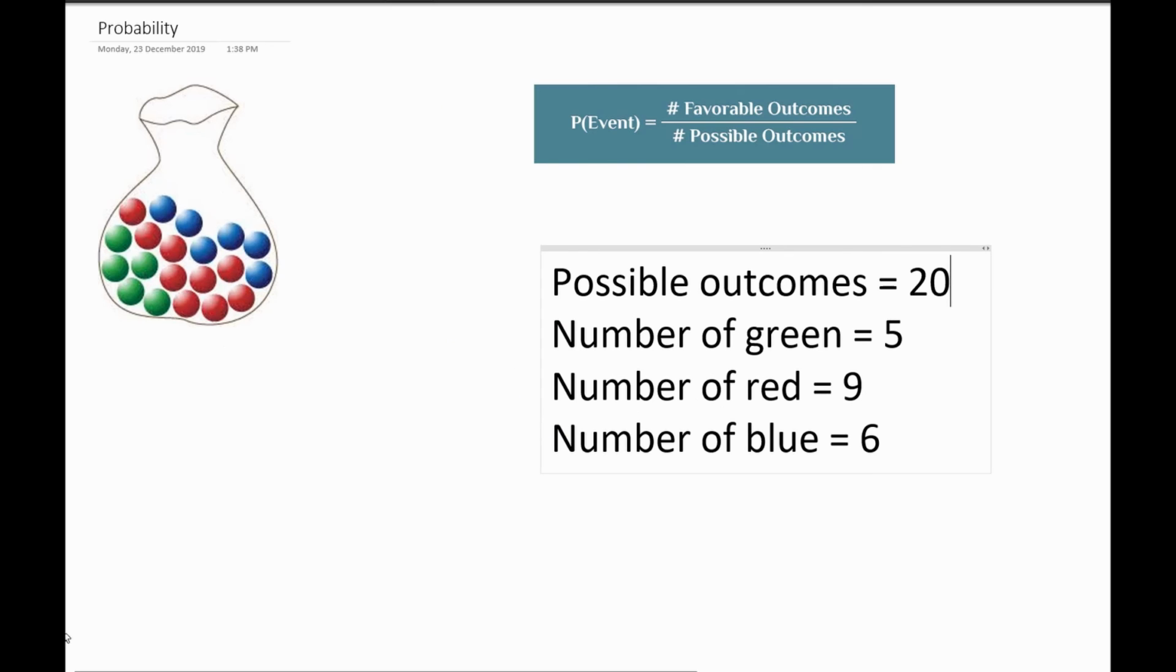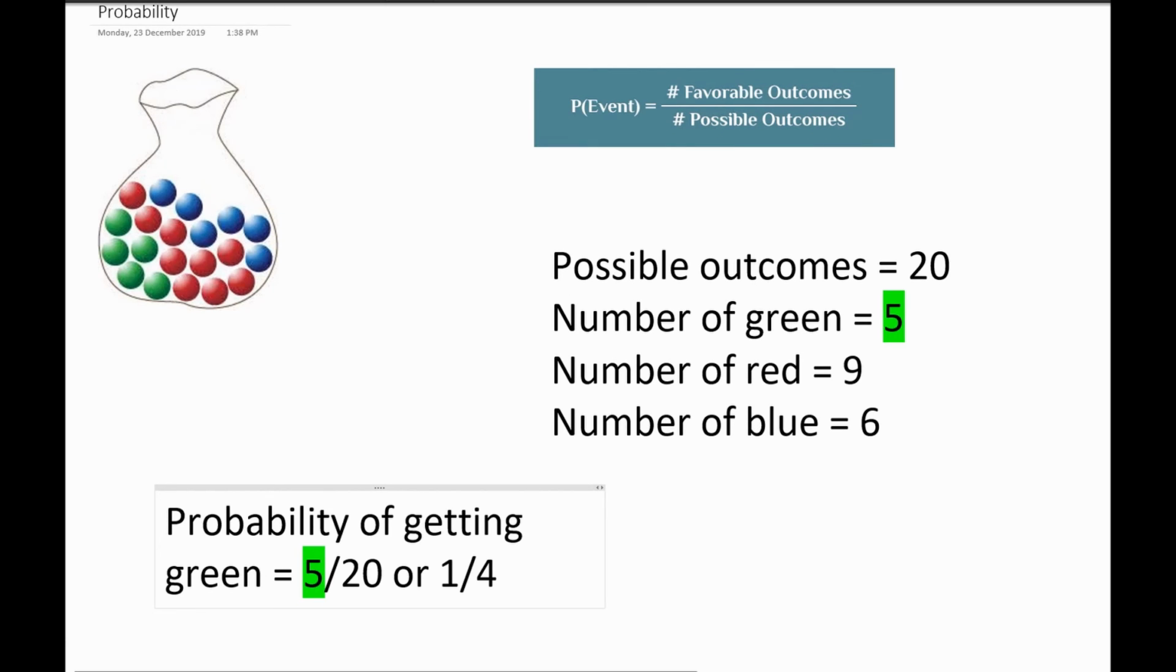If we follow the formula, to know the probability of getting green if you take one marble only, there are 5 greens all over 20, which is the total number of marbles. If we simplify it, it is equal to one fourth. This is just making the fraction to lowest terms. So the probability is 5 over 20: there's a 5 chance out of 20 to get a green marble.